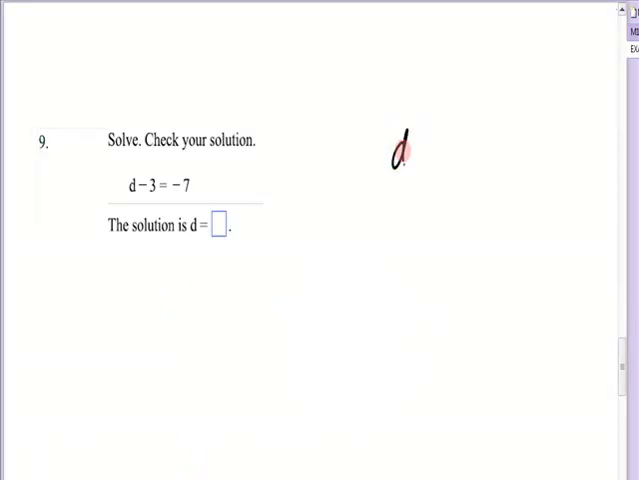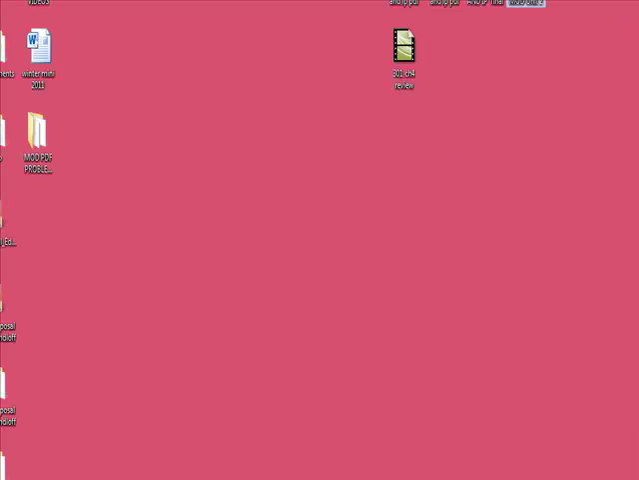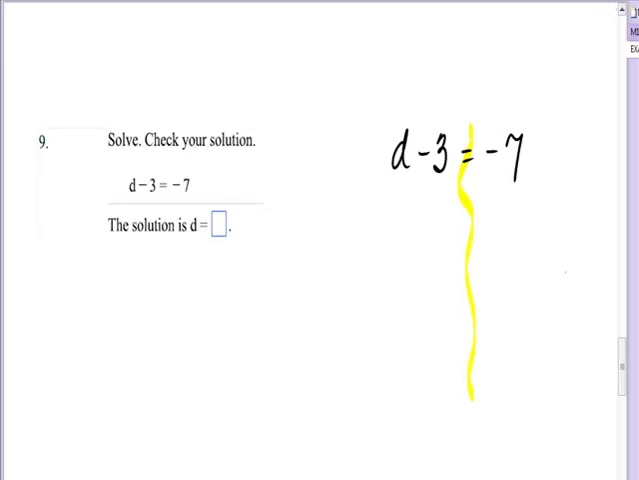I have d minus 3 is equal to negative 7. Okay, I don't have variables on both sides. That's a good thing. So I focus over here where the variable is. It has a subtracted 3.